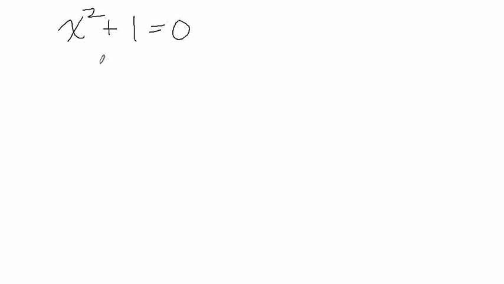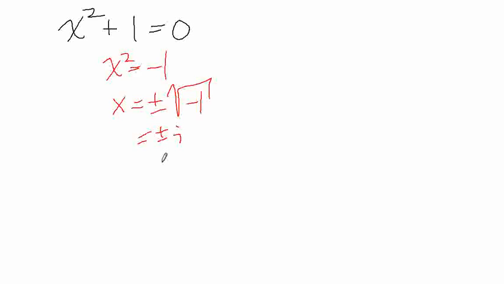All right? Let me show you what I would do. I would move the 1 to the other side. I would take the square root of both sides. Okay, so apparently x is plus or minus i. So there's an example of complex solutions for a quadratic equation.